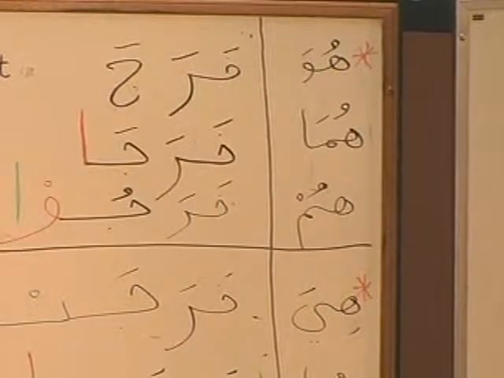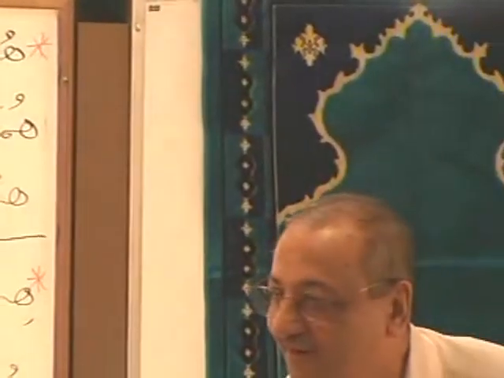Okay. So, dakhala, he entered. Dakhala, two of them entered. Dakhalu, they entered. Dakhalat, she entered. Dakhalata, two of the ladies entered. Are you with me? So that's the way it is. You will try and do it, and then I'll be asking you many questions.